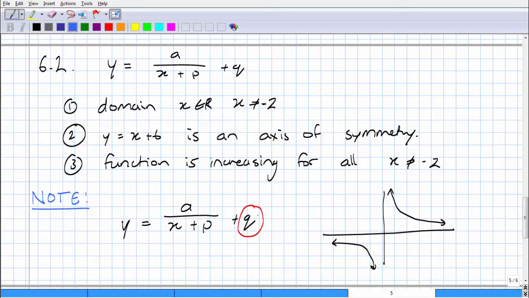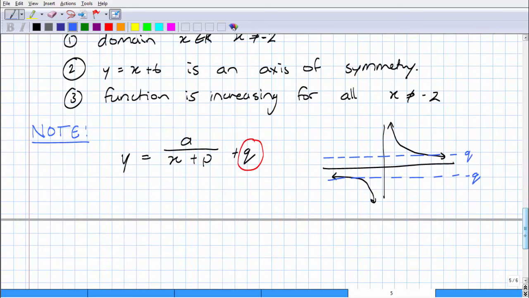If we apply a q, that q value becomes this shift. So let's say it's a positive q value, it becomes a positive shift. If it's a negative q value, it's a negative shift. So it goes here, and that's negative q, whatever the q value is. And that's our asymptote. So this q value here is our horizontal, or our y asymptote. Okay, so we've got our asymptote.